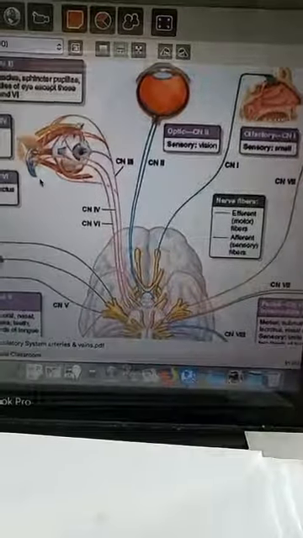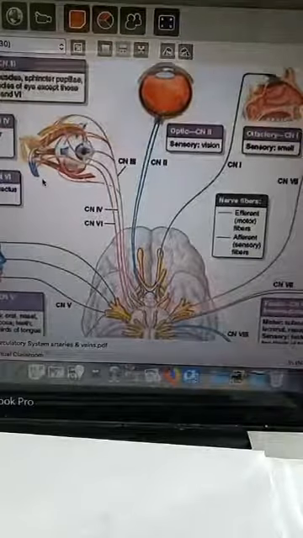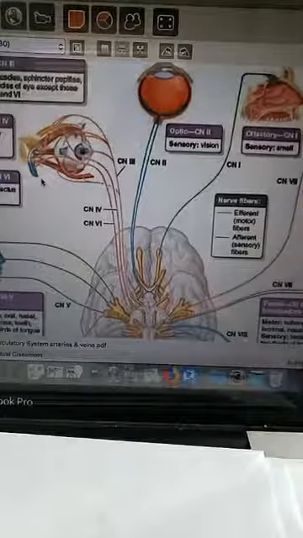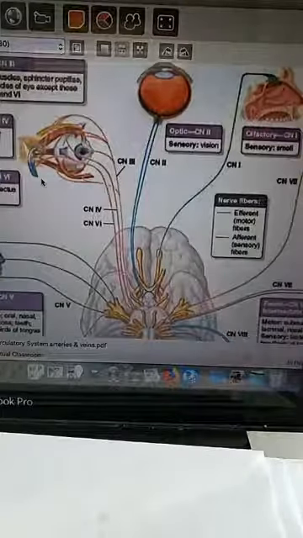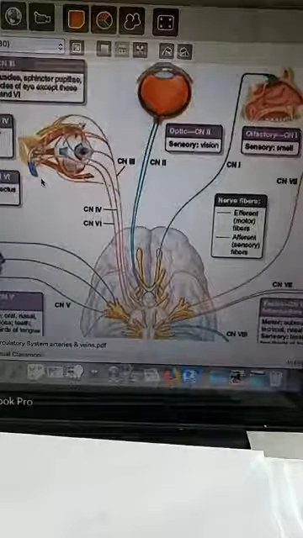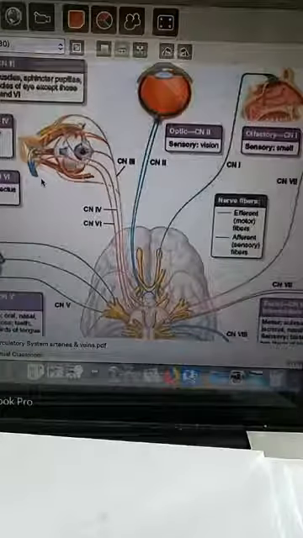So definitely understand 3, 4, and 6. These are all associated with motor to the eye. Okay, so 3, 4, and 6 are motor to the eye. And so with that, definitely know motor to the eye is going to be 3, 4, and 6.